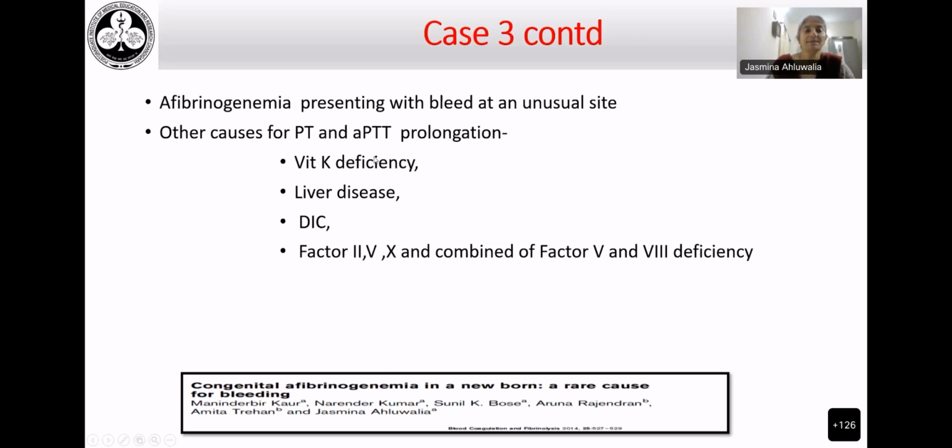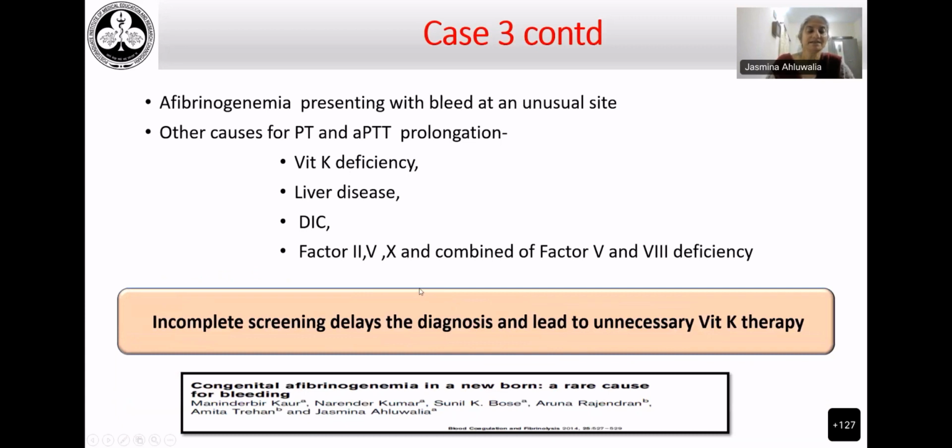The other causes where PT and APTT can be prolonged are vitamin K deficiency, liver disease, DIC, deficiency of the common pathway factors, and a combined factor 5 and 8 deficiency. Now, why I have just mentioned this case here is that when screening tests are done, we try to save time, money, and precious sample by saying just do PT, APTT. But if we miss out the fibrinogen, then we might be delaying the diagnosis and sometimes even giving unnecessary therapy, as happened in this case. So it's good to do a fibrinogen assay if you're working up a bleeding disorder.